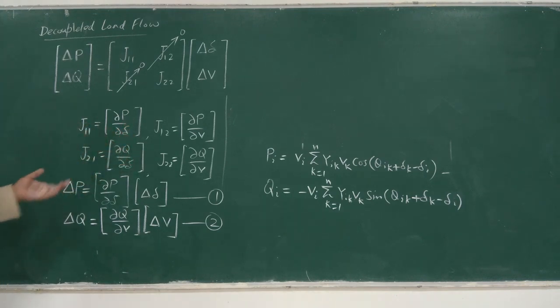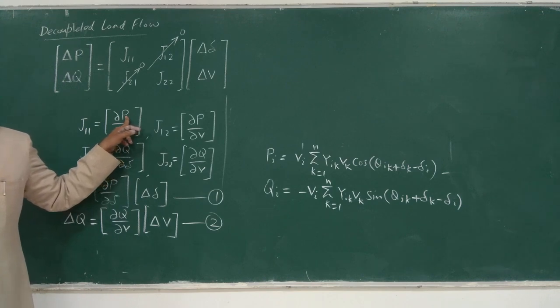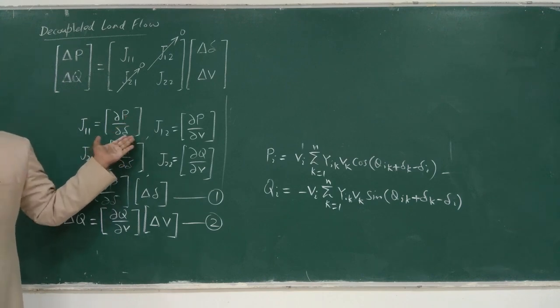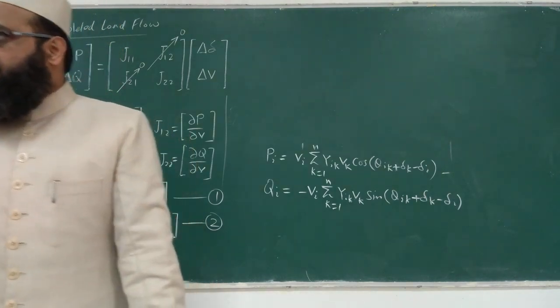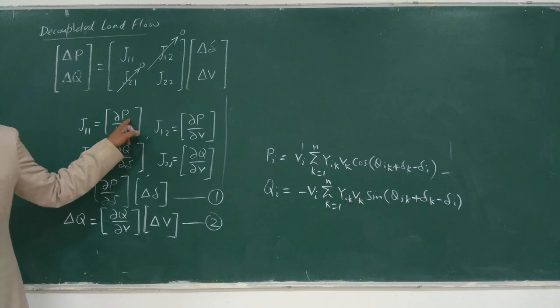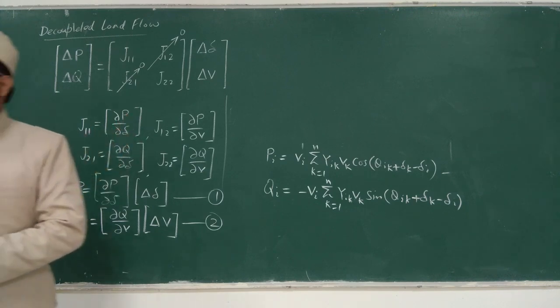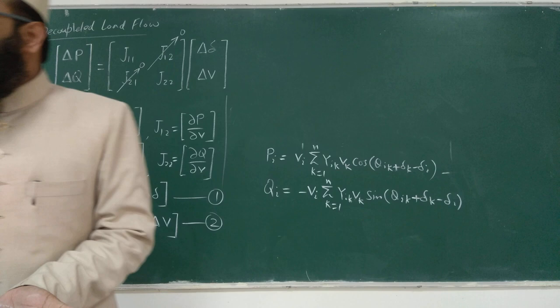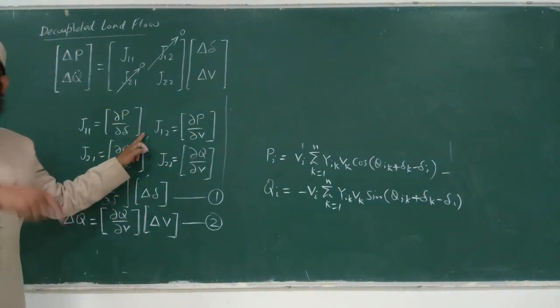So depending upon number of PQ and PV buses, the dimension may vary. Suppose we have 10 PQ buses and 5 PV buses. So how many P will be there? 10 P for PQ and 5 P for PV. So total 15. And what about delta? This will also be 15 because delta is variable for both PQ and PV. So dimension of this will be 15 by 15.